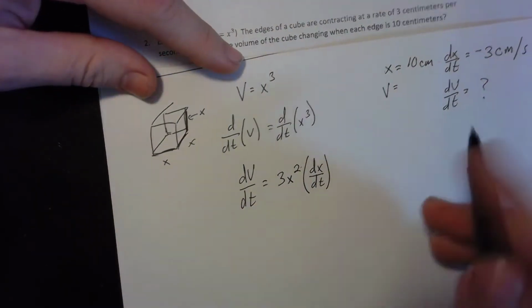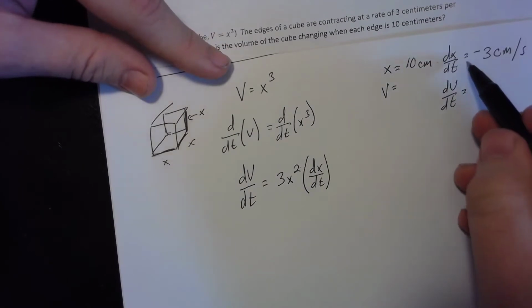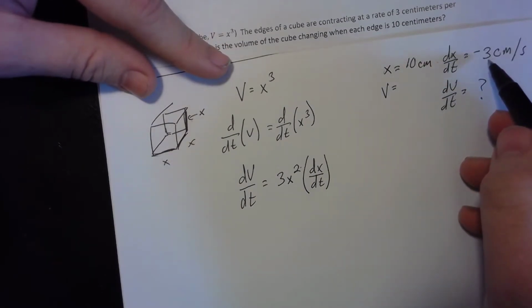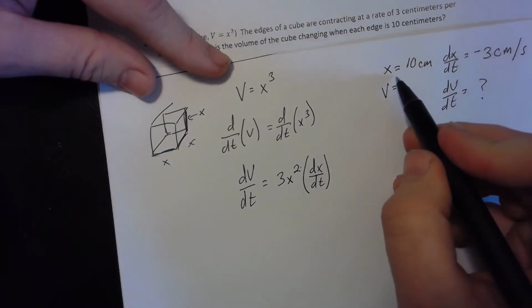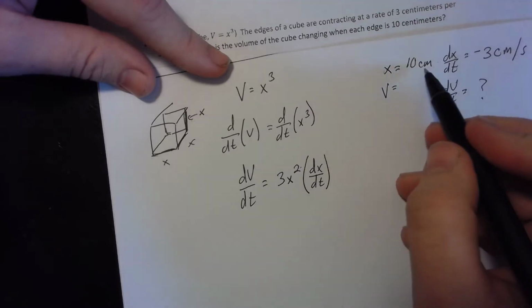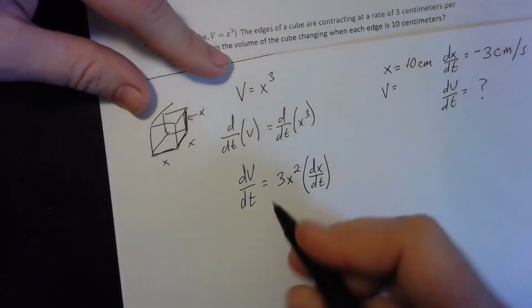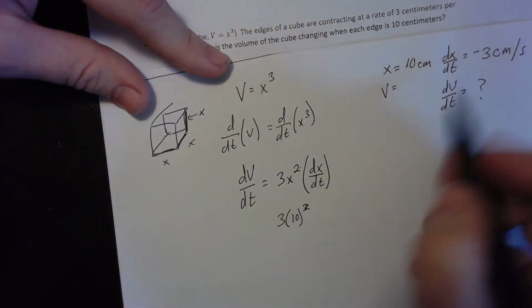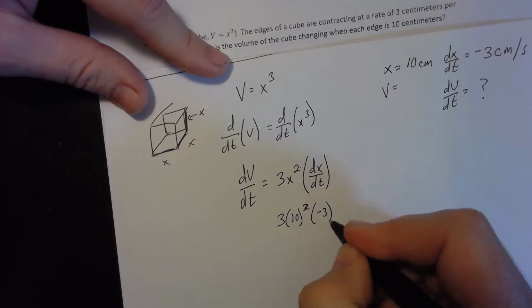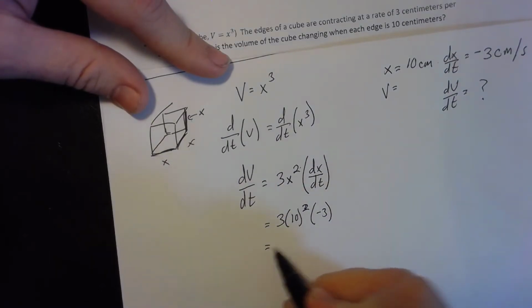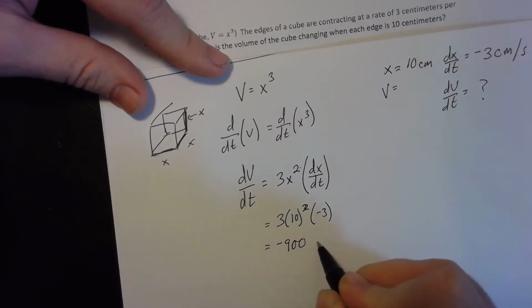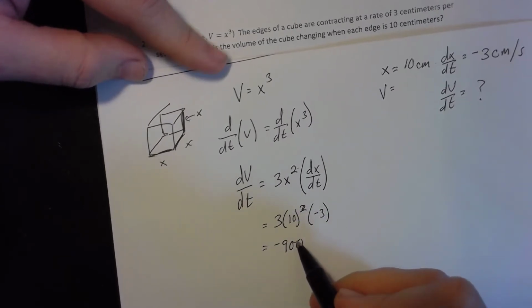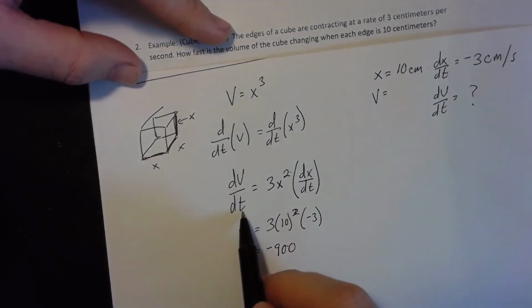Now again, remember, we were looking for what is dv dt. Given that the length of the edges are contracting by 3 centimeters per second, and the actual edge that I want is 10 centimeters, I'm going to plug the 10 centimeters in for x, giving me 3 times 10 squared, and I'm going to plug in negative 3 for dx dt. Now when I evaluate this, it's going to be 100 times negative 9, so negative 900.